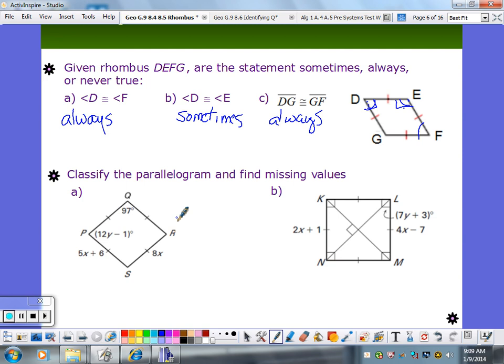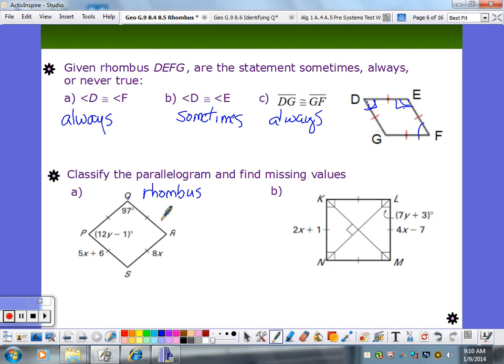So let's classify this parallelogram and find the values. If you're looking on your notes, we're on the bottom here. It's number 2. Okay, so let's see. I see 4 congruent sides. So what is this? A rhombus. How do I know it's a parallelogram? Well, if opposite sides are congruent, it's a parallelogram. And since they're all congruent, the opposite sides are too. And all of them congruent make it a rhombus.